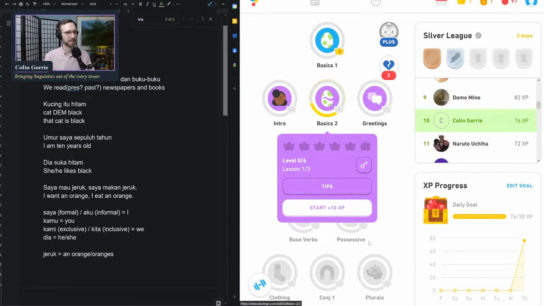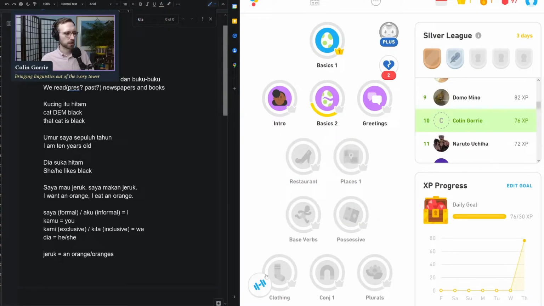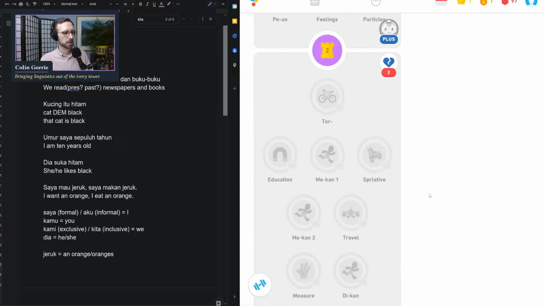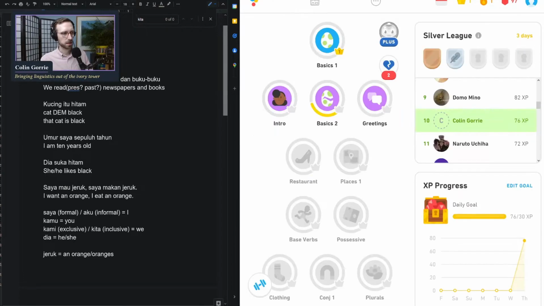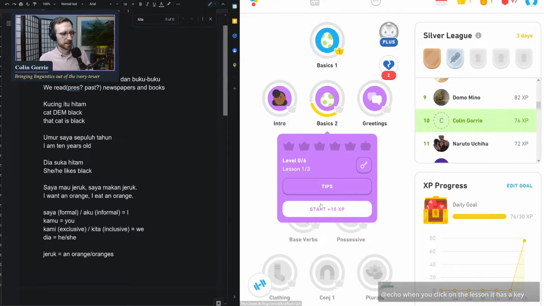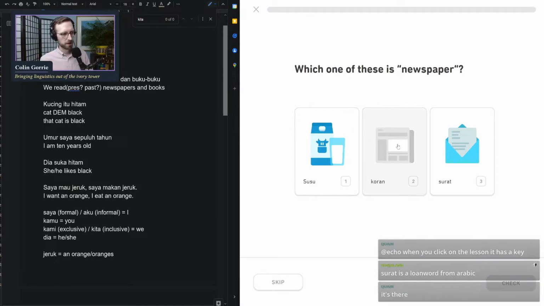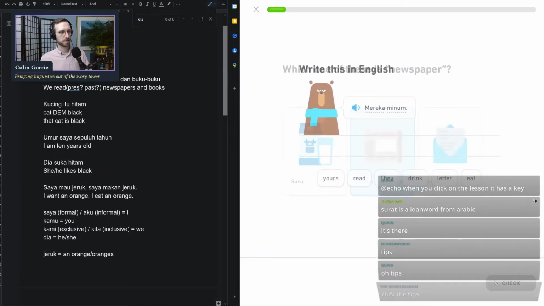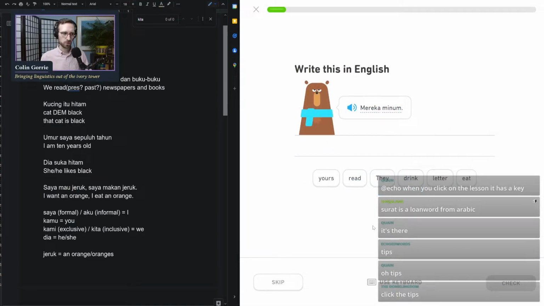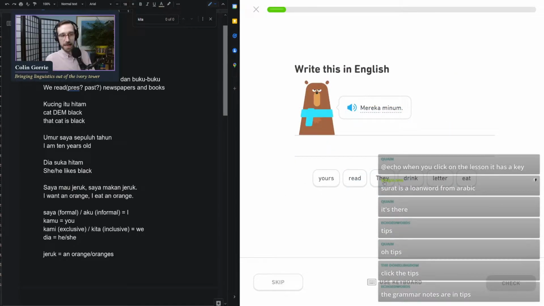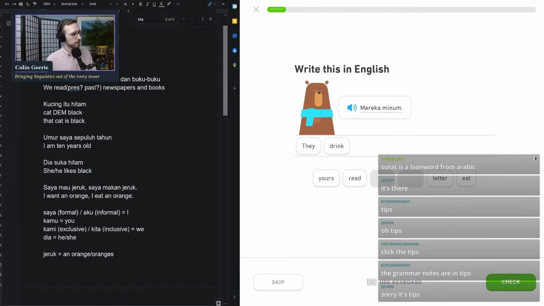Great. Yeah, are there grammar notes? I don't know. I'll look around. I don't see anything. Let's see what else we've got. Which one of these is newspaper? Koran. Mereka minum. They drink. So we have another pronoun.